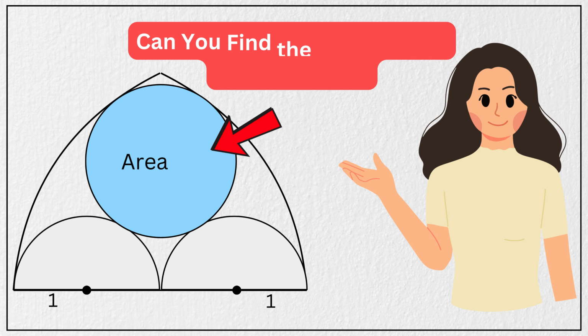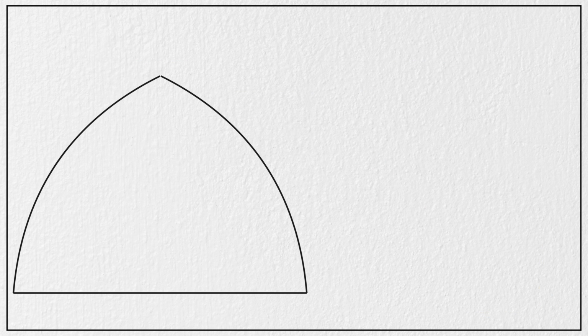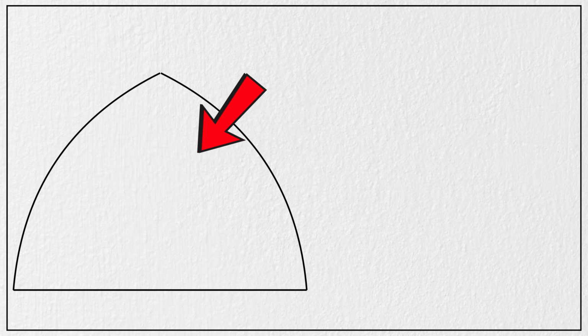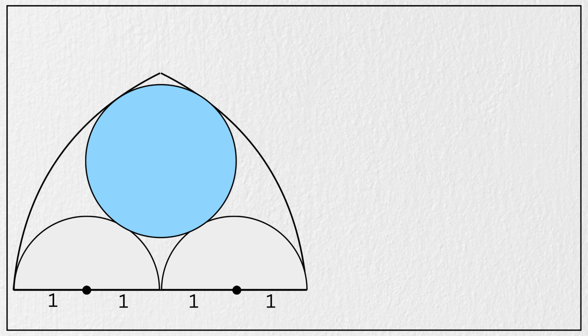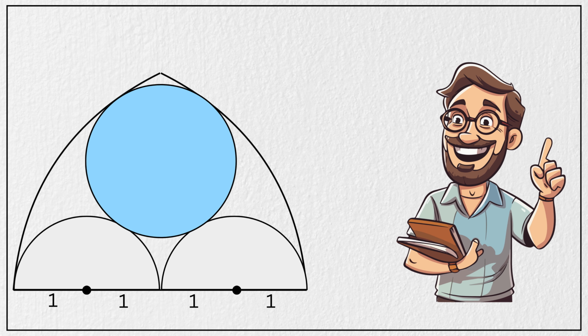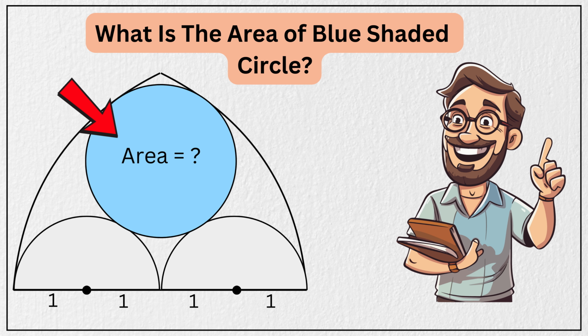Can you find the area of this blue shaded circle? We are given a window shaped like this. Inside this shape, two semicircles, each with a radius of 1 unit, are placed side by side along the base like this. Again, a blue shaded circle is placed in such a way that it is tangent to both semicircles and also to the inner arc like this. And the question is to find the area of this blue shaded circle.